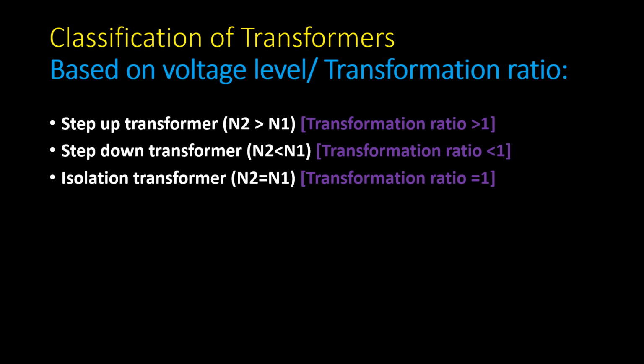As its name itself indicates, it is used for isolation only. It gives electrical isolation, but magnetically the system is coupled. In that case, the number of primary turns and the number of secondary turns are equal. So N2 is equal to N1 and the transformation ratio is equal to 1, because the number of turns on the primary and on the secondary side are equal. So it is an isolation transformer.